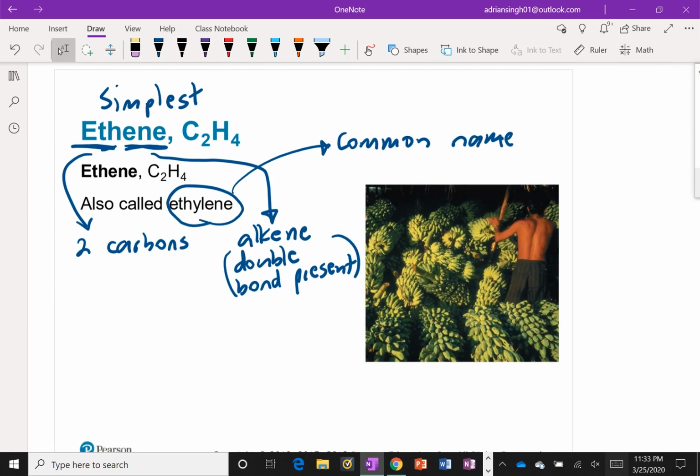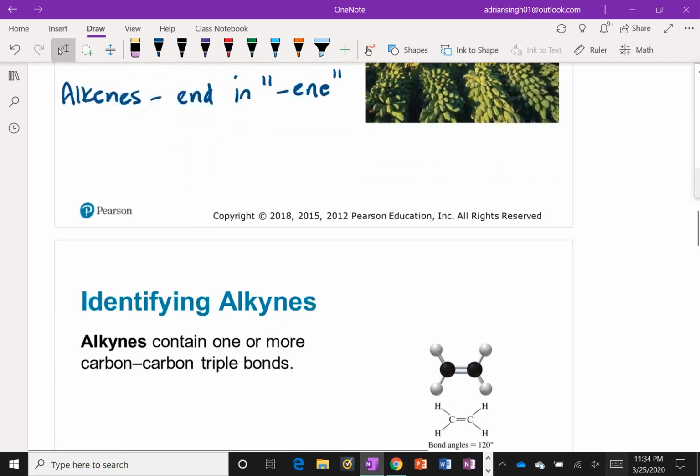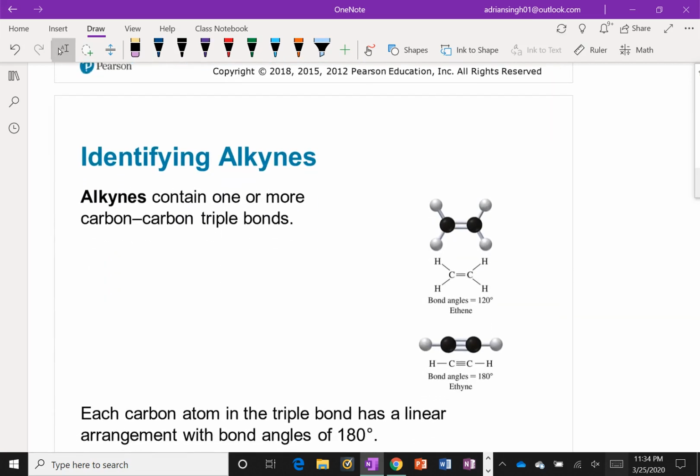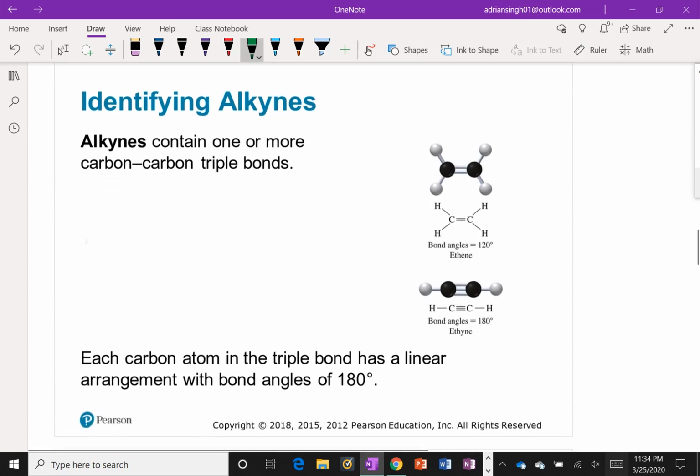So we can say that your alkenes, we'll look at the naming here in a second, alkenes will all end in ENE, just like your alkanes all ended in ANE. Alkynes, on the other hand, are characterized by having a carbon-carbon triple bond.